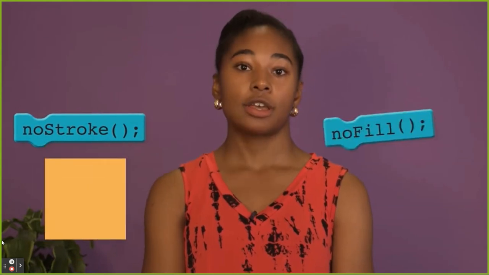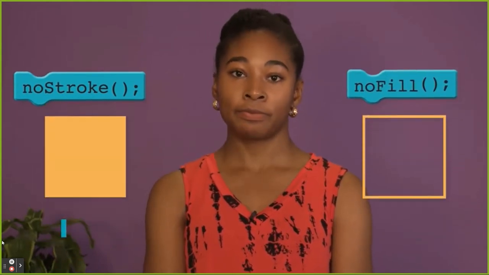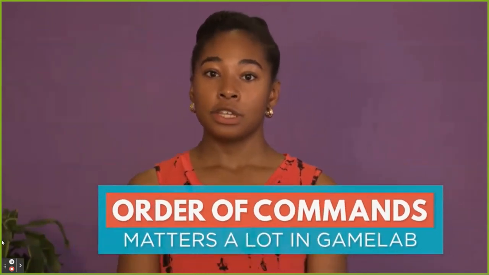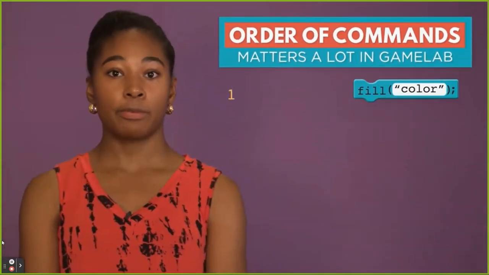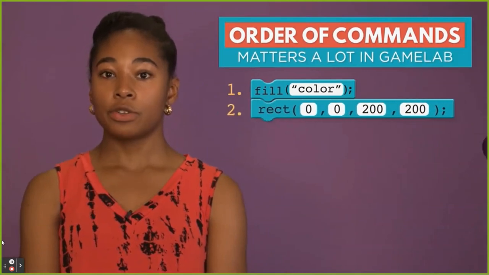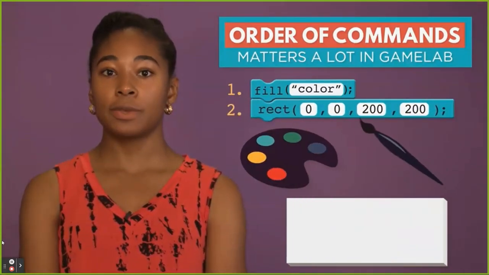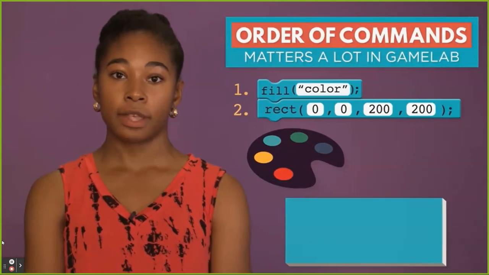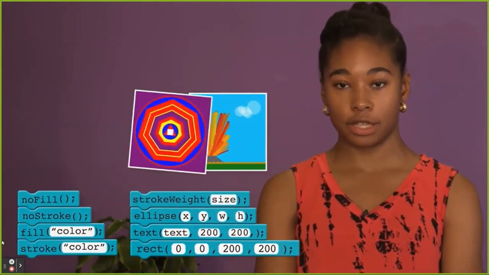If you don't want your shapes to have a stroke or a fill, you can use the no stroke or no fill commands to make it so. The order of commands matters a lot in GameLab. You need to change the color of your stroke or fill before you draw the shape. If you were drawing or painting in real life, this would be like dipping your paintbrush into your palette before drawing on the canvas. There's lots of other commands you can use to create interesting and complex drawings.